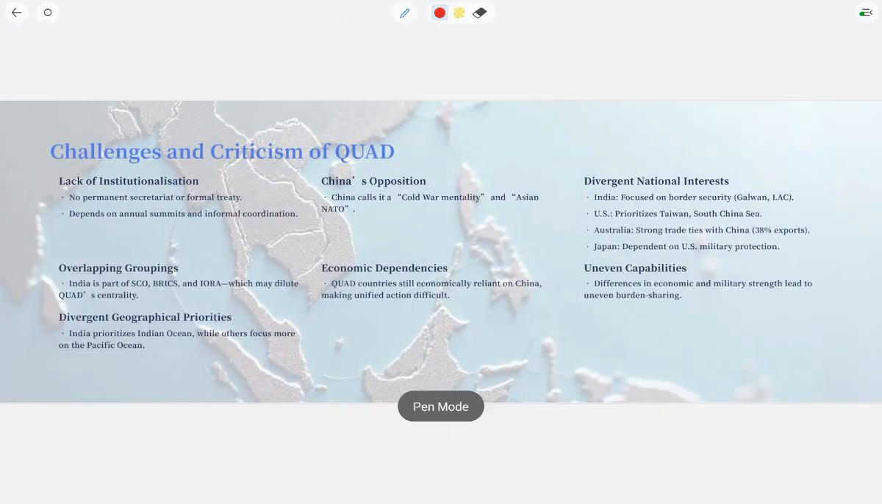Now challenges and criticism of Quad. Lack of institutionalization. No permanent secretariat or formal treaty. It depends on annual summits and informal coordination. As we earlier saw, groups like BRICS, ASEAN, SAARC, BIMSTEC. BIMSTEC has its secretariat at Dhaka. It was formed at Dhaka, but it has a secretariat at Nepal. But if you see Quad, then there is no permanent secretariat and there is even no formal treaty. Just the nations come together and form this.